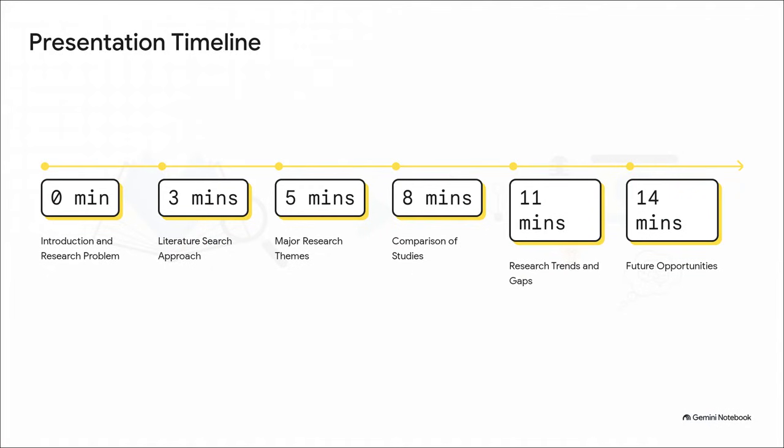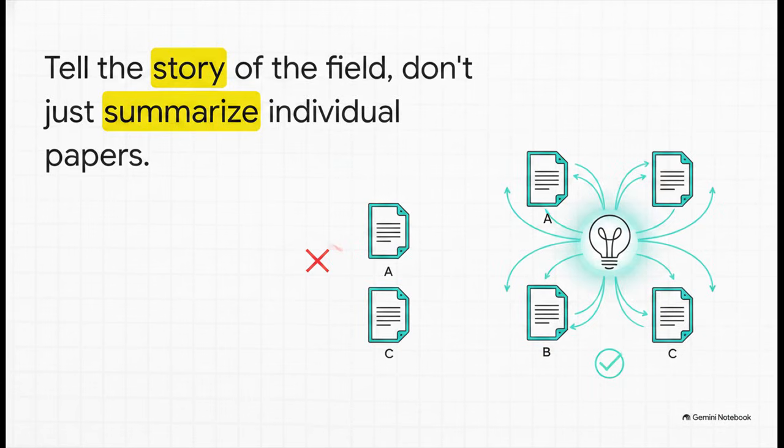To communicate all this effectively, your presentation should follow a clear, linear architecture. You want to track the journey from the initial problem all the way to future opportunities. This logical flow ensures your audience actually grasps the why before you hit them with heavy, complex technical comparisons. The most crucial mental shift when you're presenting is to tell the story of the field. You need to group your findings by trends and themes rather than just summarizing individual papers one by one.